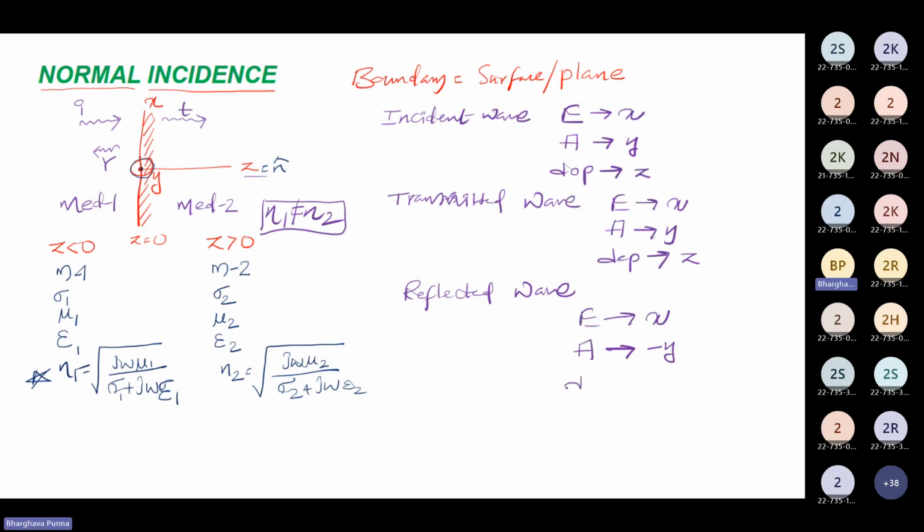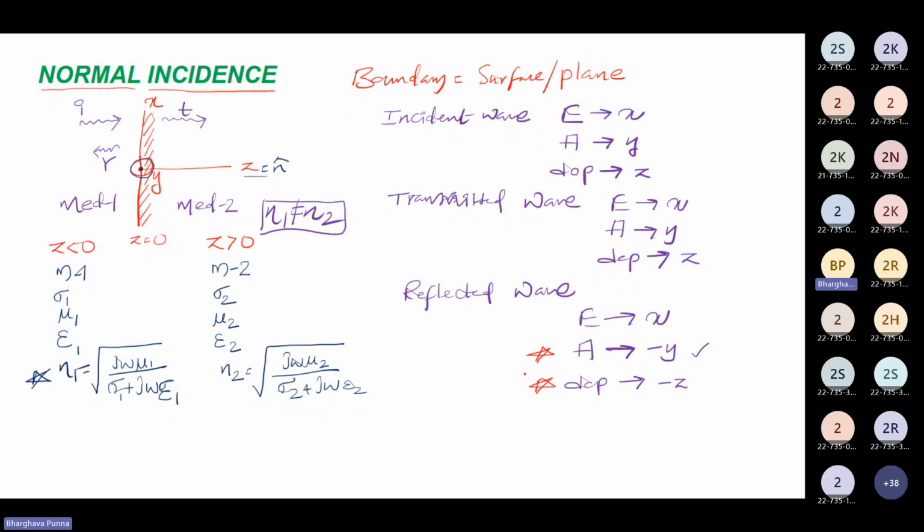Can anybody tell what is the direction of propagation for the reflected wave? Opposite to the transmitted wave. That means in which direction? Minus Z. Okay, so like this we have to take. Because the direction of propagation is in the minus Z direction, this has to be reversed. These are the two important points we have to understand here.